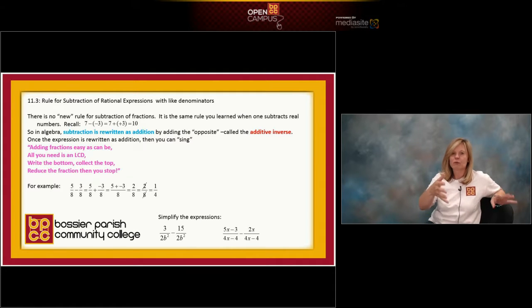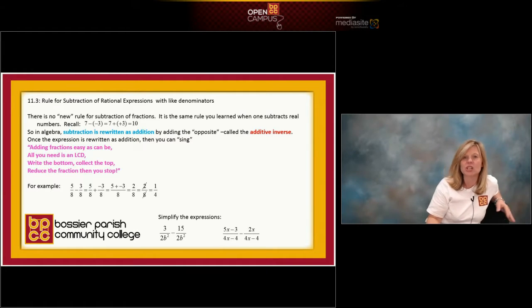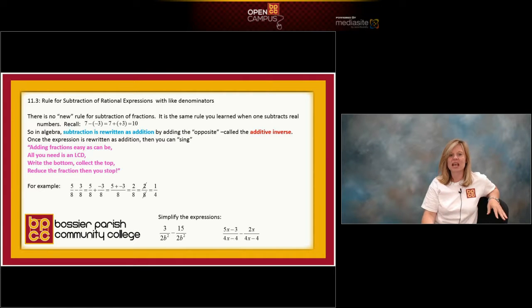So look at my example from arithmetic: 5/8 minus 3/8. The first thing you're going to do is rewrite that statement. We are never subtracting. We are always adding the opposite. So we change the subtraction symbol to addition. The first fraction stays the same, 5/8. What we're really doing is adding the opposite, which is negative 3/8. So you see how that negative floated to the numerator now? That expression, 5/8 minus 3/8, really means 5/8 plus negative 3/8.